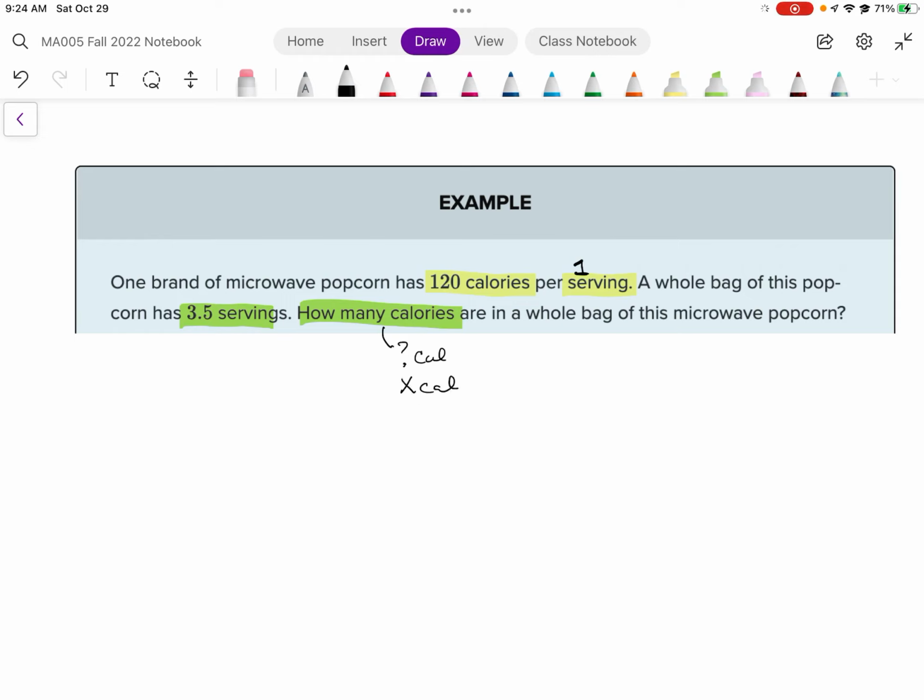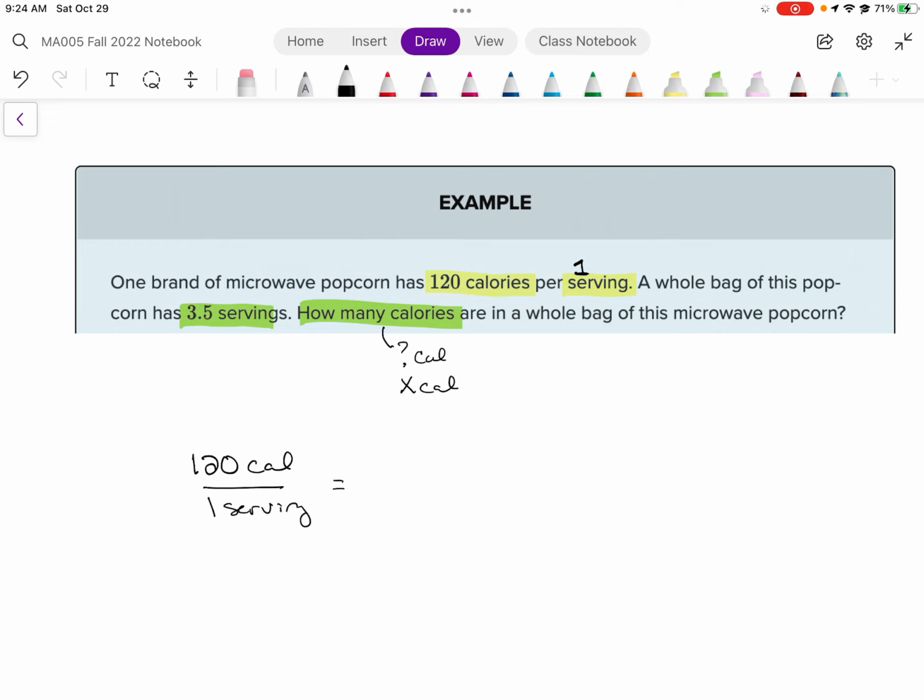So we need to decide what's going to go on top and what's going to go on the bottom. Well, I like to solve for things that are on top. It is so much easier. So how many calories? I'm going to put calories on top so that X is on top. Okay, it won't hurt anything if it's not. It just makes it easier. 120 calories per one serving equals.